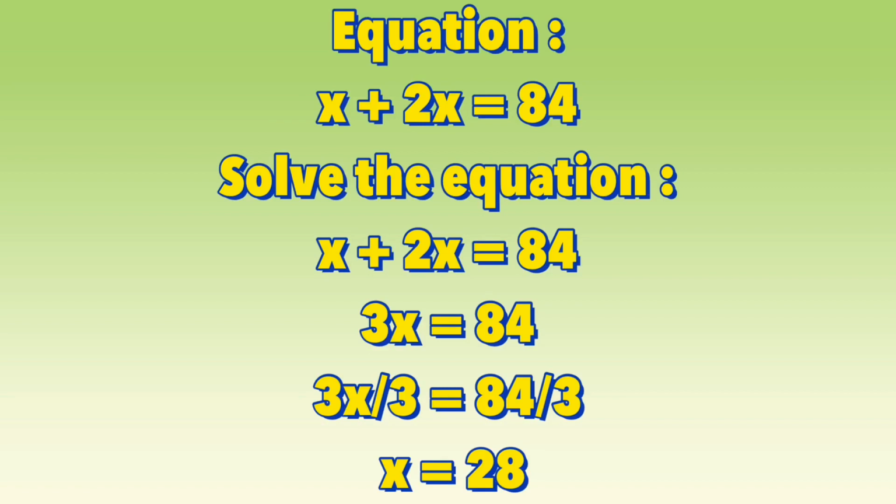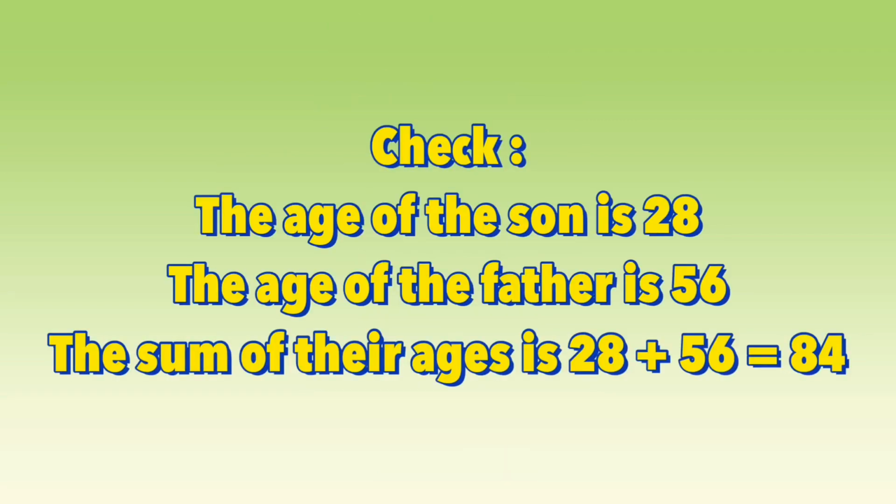So let's check if our answer is correct. The age of the son is 28. The age of the father is twice the age of the son, which is 28 times 2 equals 56. Then for the sum of their ages, we add 28 plus 56 equals 84. So in this situation, our answer is correct.